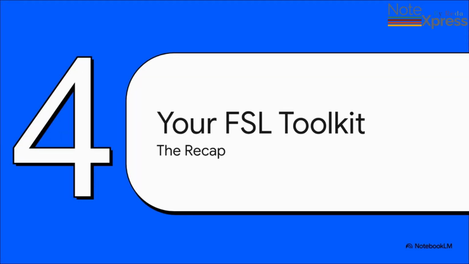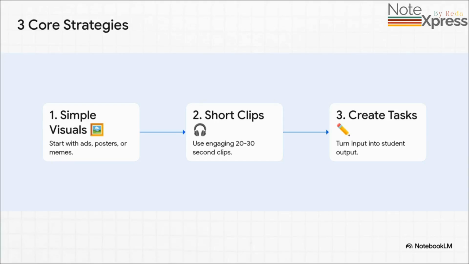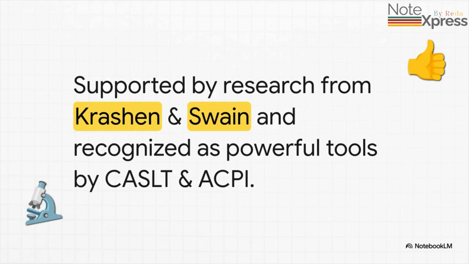Think of these 3 strategies as the essential tools for your FSL toolkit. So remember our 3 core strategies. Number 1, start simple with visuals. Number 2, use engaging short clips. And number 3, turn all that great input into active, creative tasks for your students. And please remember, these aren't just fun little activities. They are powerful, effective classroom strategies, and they're grounded in the foundational research of giants like Krashen and Swain. Plus, they're recognized as best practices by the leading FSL organizations right here in Canada.